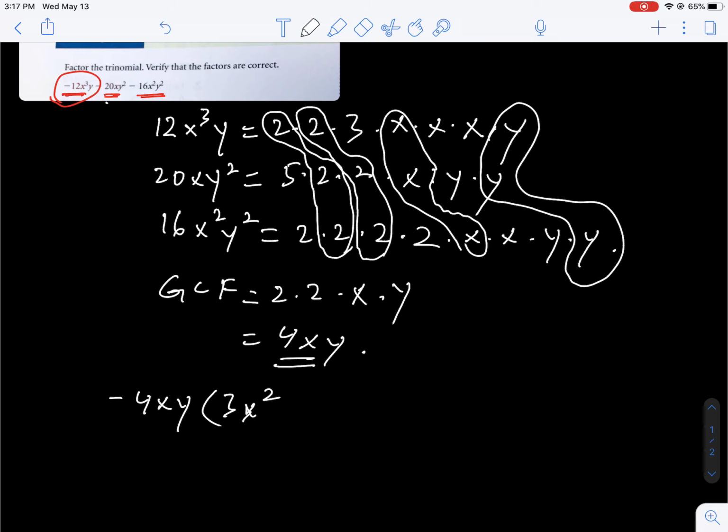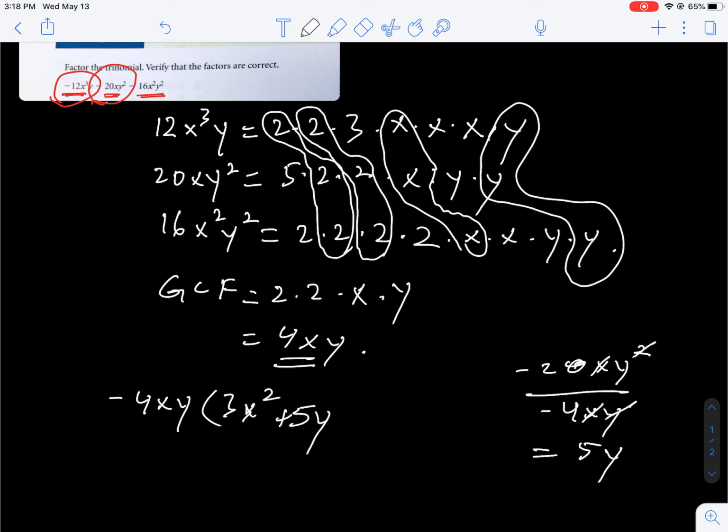I'll take up the second term, which is minus 20xy squared. I'm going to divide by minus 4xy. So 20 divided by 4 is 5. X will cancel with x, y with one of the y's, so we'll just be left with 5y. And I'm going to get rid of this.